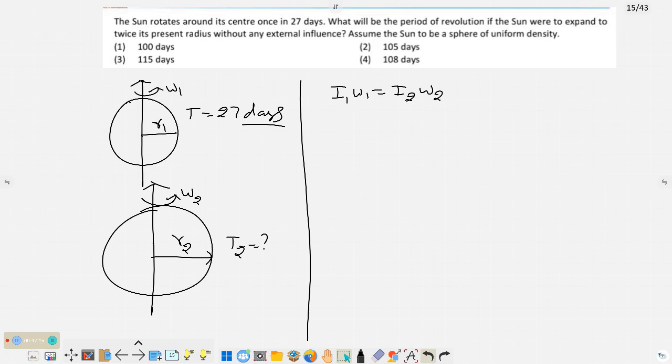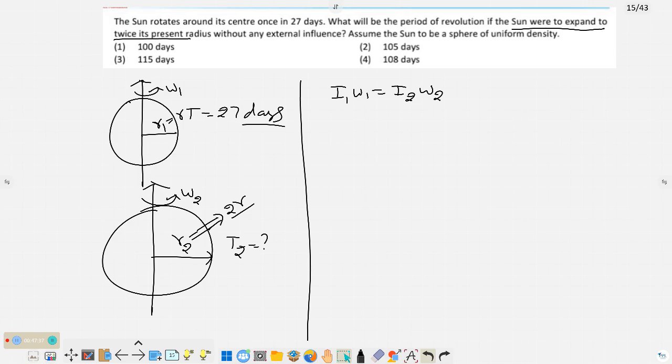What is I1, the moment of inertia? In this case, everything is the same except the radius. The sun is expanded to twice its present radius. That means R1 is equal to R, and R2 is equal to 2 times R, twice the radius. Remaining everything is the same, they said.